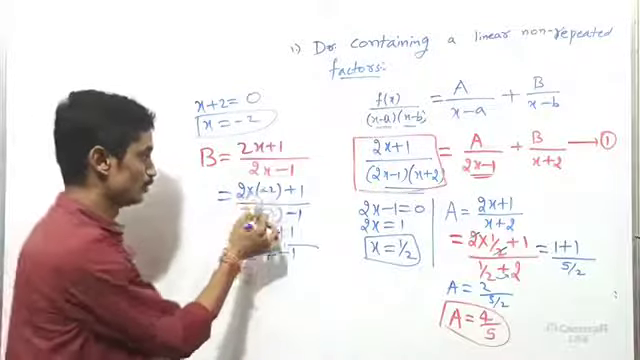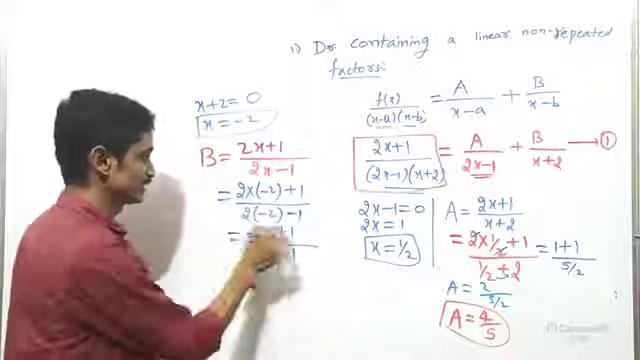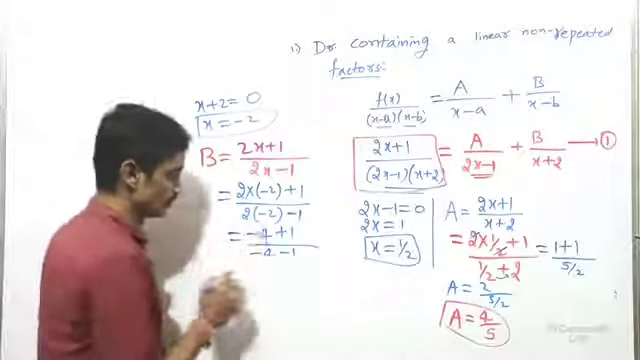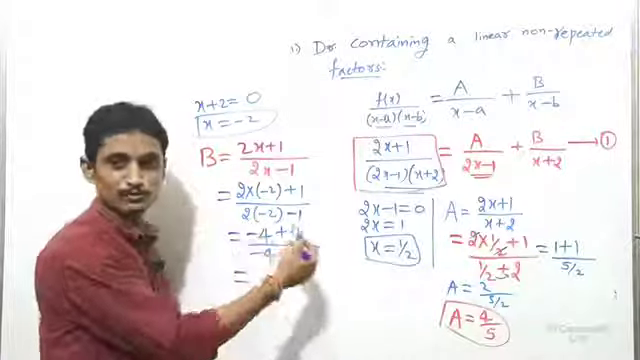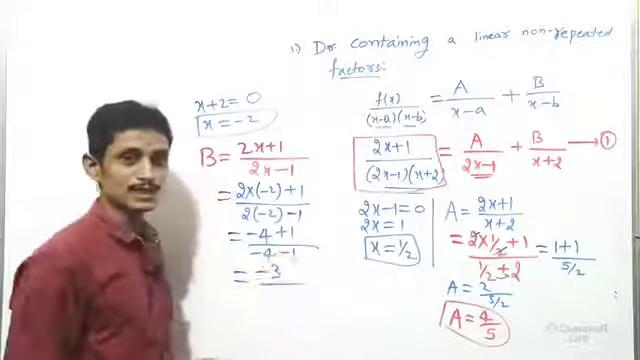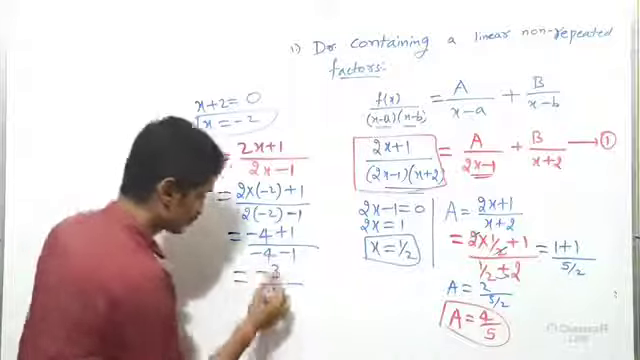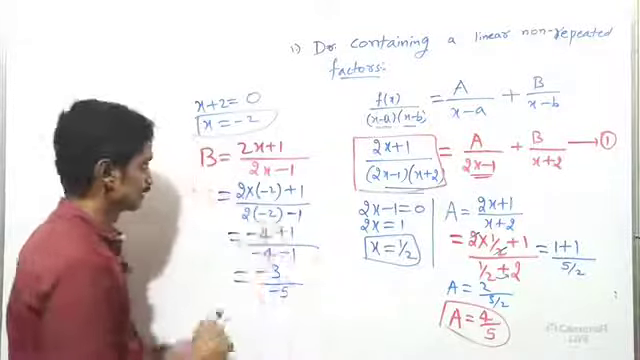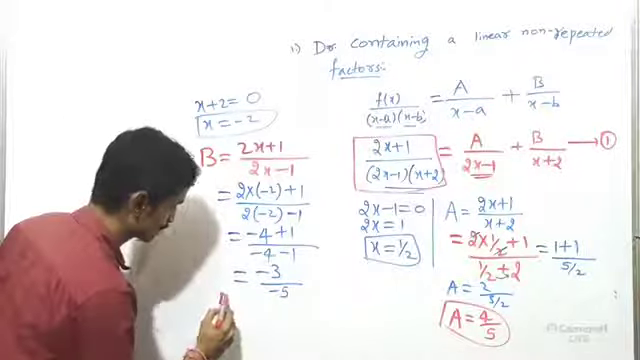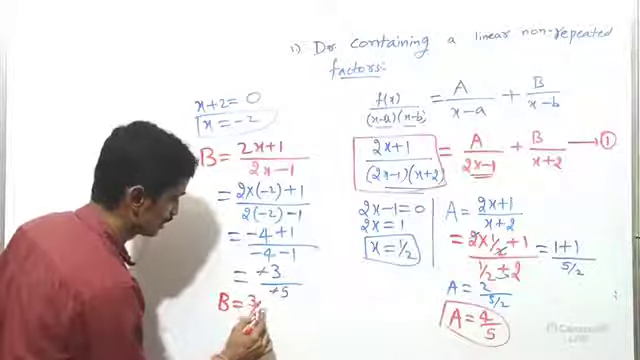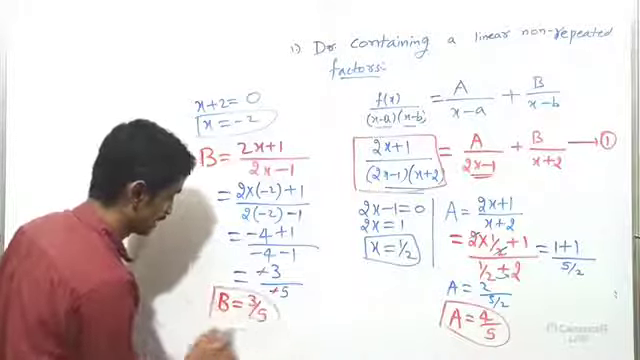2 2s are 4, that is minus sign with plus 1. Plus into minus is once again a minus. 2 2s are 4, minus 1. So minus 4 plus 1 is how much? That is minus 3. Minus 4 minus 1 is minus 5, both have a negative sign, so we can just add them. That will be minus 5. Then finally, my b value is how much? B is equal to, minus minus will cancel, 3 divided by 5.